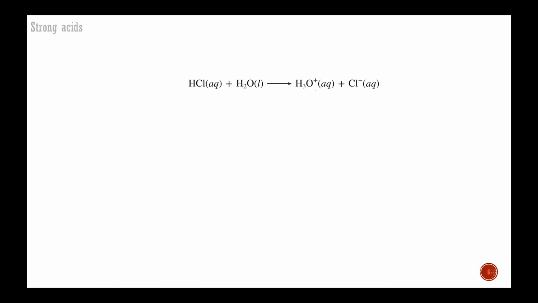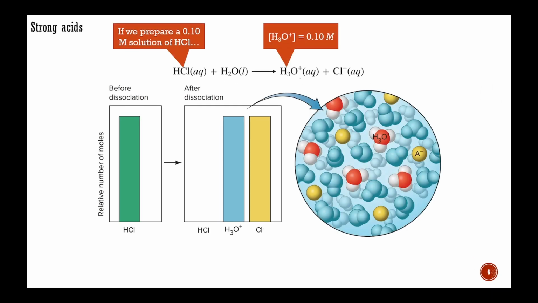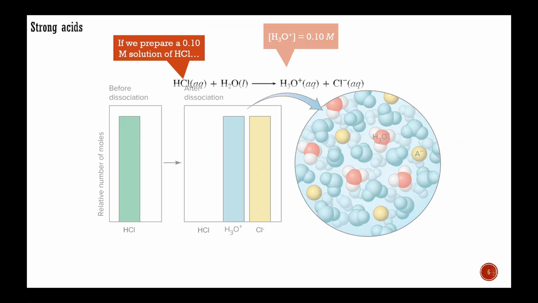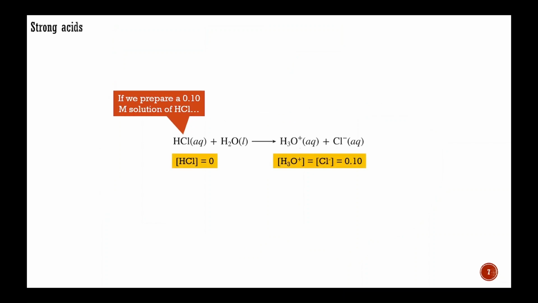For example, if we prepare a 0.1 molar solution of hydrochloric acid, the concentration of hydronium ions in the solution will be 0.1 moles per liter. All the hydrochloric acid ionizes, and no hydrogen chloride molecules remain. Thus, at equilibrium, when the ionization is complete, the concentration of hydrogen chloride will be 0, and the concentrations of hydronium and chloride ions will each be equal to 0.1 molar.